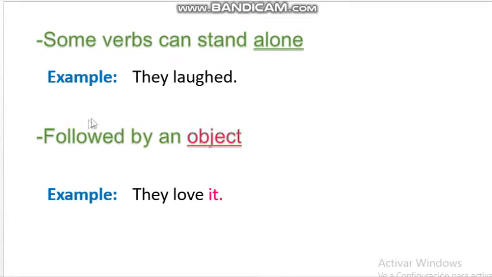In other cases, it could be followed by an object. As you know, the object could be it. In this case, could be them, or could be another, or could be a person. In the example, we can say they love it. It is the object. It refers to something. We don't know in this case what it is. But we say they love it.